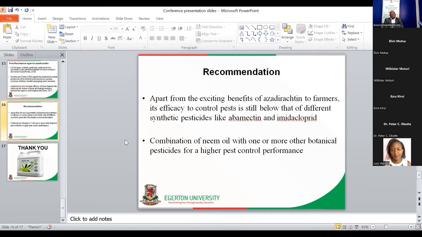So you find that although it has those benefits, its performance in insect control is far much below, let's say 57%, as compared to abamectin and imidacloprid, which is like 87%. So although we are controlling the pests, you find out that abamectin and imidacloprid leave chemical residues on agricultural produce, which is not safe for human consumption.